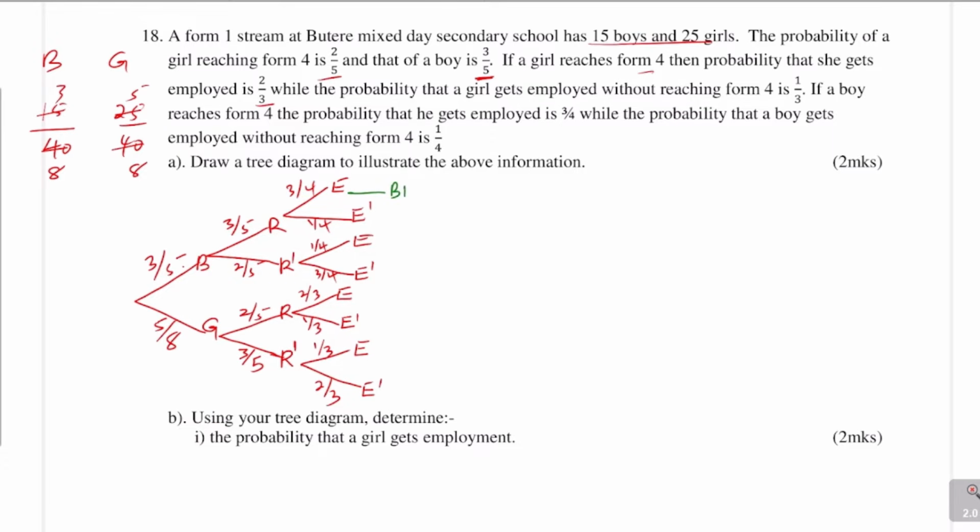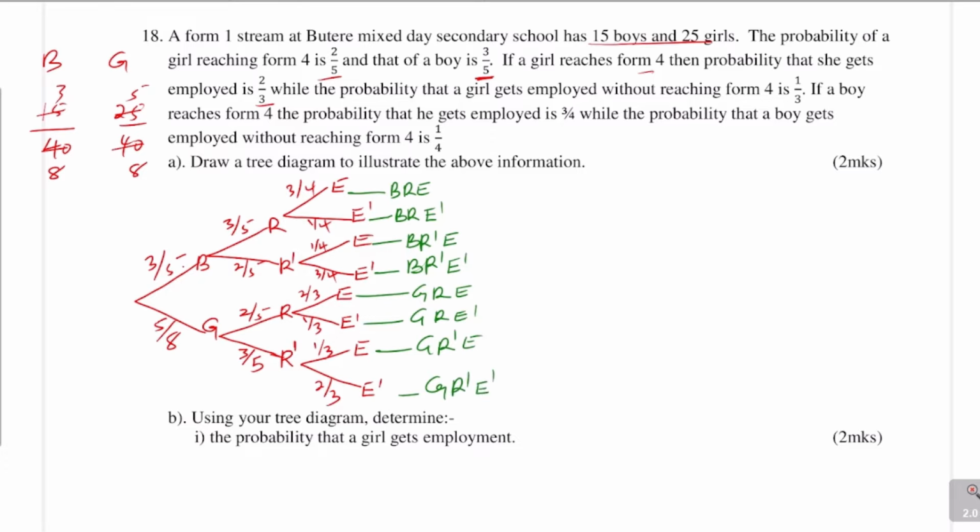This boy reaches Form 4, gets employed. The other one, boy reaches Form 4, doesn't get employed. Then this one, boy doesn't reach Form 4, gets employed. Then this one, boy doesn't reach Form 4, doesn't get employed. For this one, girl reaches Form 4, gets employed. This one, girl reaches Form 4, doesn't get employed. This one, girl doesn't reach Form 4, gets employed. Then this one, girl doesn't reach Form 4, doesn't get employed. When it is like that, it's going to help you to work it out. Let's go to the questions.